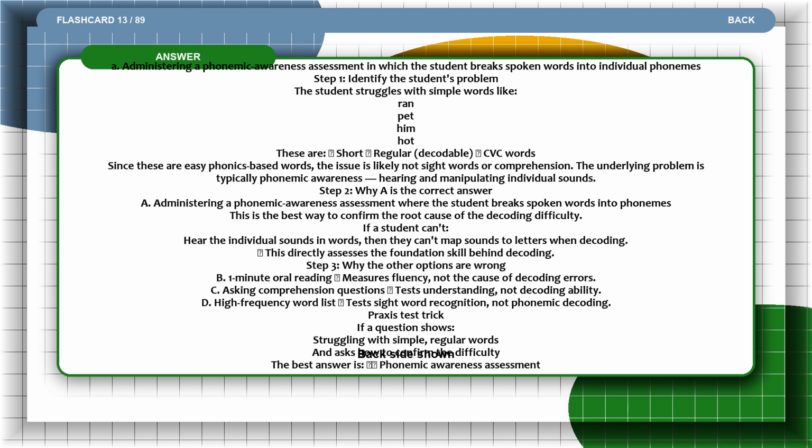Step 3. Why the other options are wrong. B. One minute oral reading measures fluency, not the cause of decoding errors. C. Asking comprehension questions tests understanding, not decoding ability. D. High-frequency word list tests sight word recognition, not phonemic decoding. Praxis test trick: if a question shows struggling with simple, regular words and asks how to confirm the difficulty, the best answer is a phonemic awareness assessment.